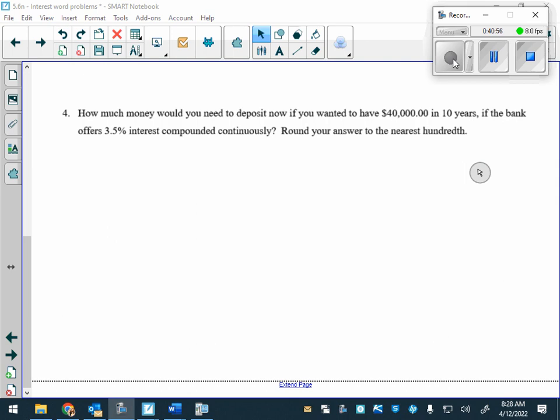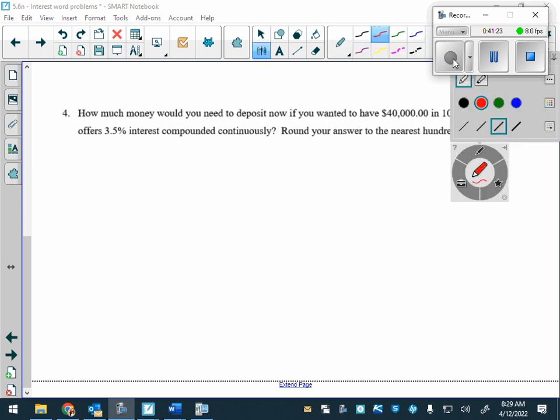How much money would you need to deposit now if you wanted to have $40,000 in 10 years if the bank offers 3.5% interest compounded continuously? Okay, so what formula are we using? PERT formula, good. We are using the PERT formula.